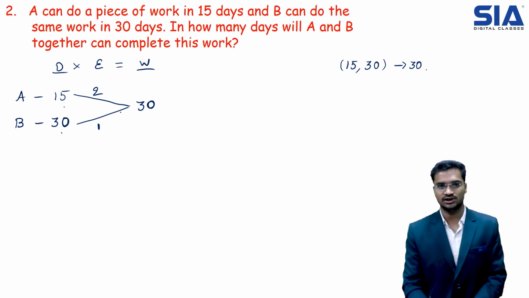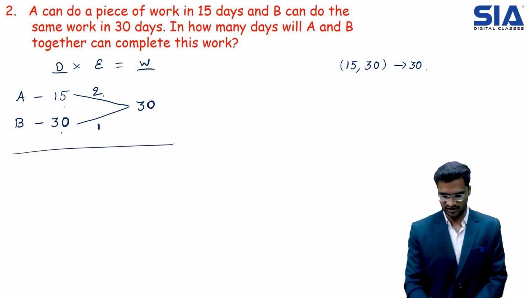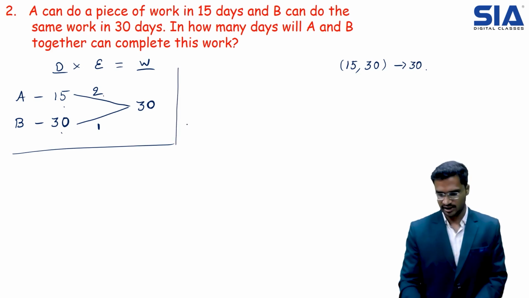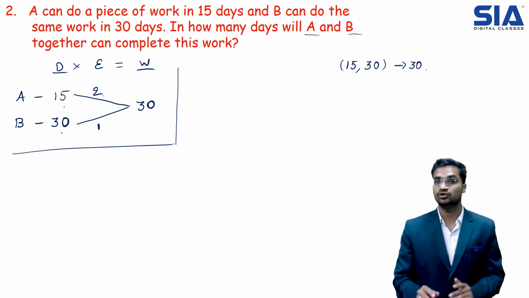So 15 twos are 30. In the same way, 30 ones are 30. So now the efficiency of A is 2, the efficiency of B is 1. Okay, now let us see in how many days A and B will complete the work, both of them working together.